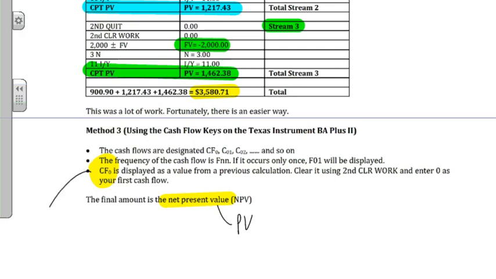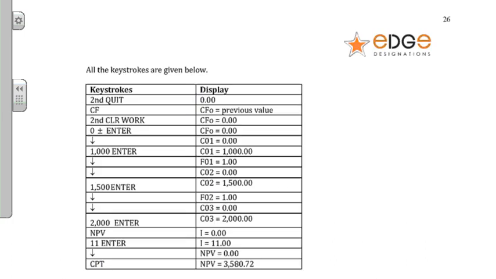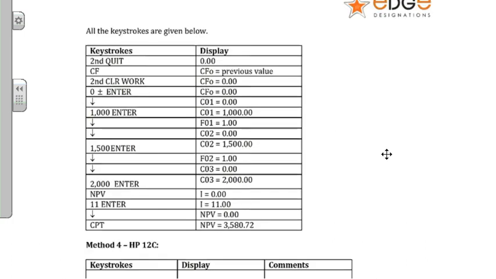The cash flow mode is the mode that I use to input all the cash flows into the calculator. Once I've inputted all my cash flows into the calculator, I then use my NPV modes to move forward. Okay. Here's all my keystrokes. Let's have a look over here.